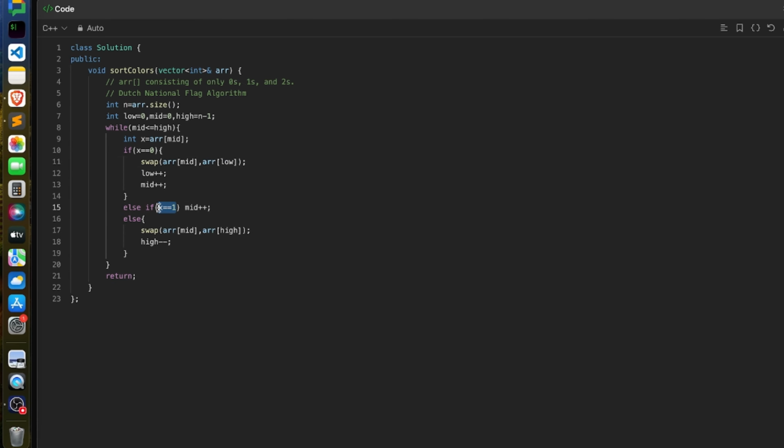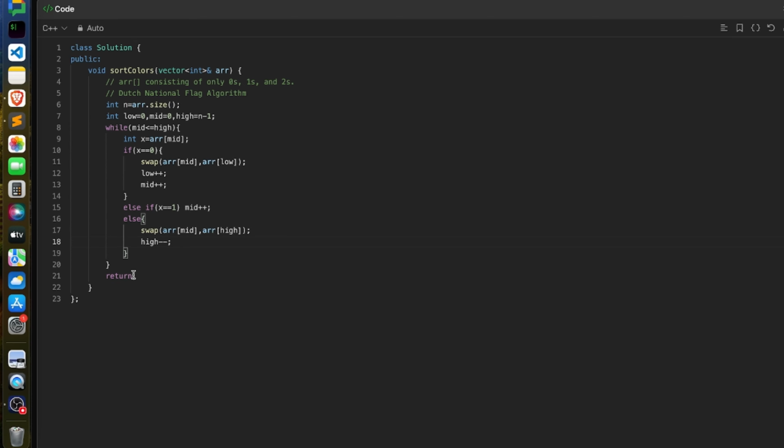If the current number is 1, don't do any swap operation, just move forward. Now if x is not 0 and not 1, it is definitely 2. If it's 2, swap with the high pointer, so swap arr[mid], arr[high]. But in this case, just do high--. I mean, just move high one step backward. Don't do mid++, because it might be possible that your current number after the swap operation is 0. So we have to handle that case in the next step. That's why we don't do mid++, and wait for one extra step.